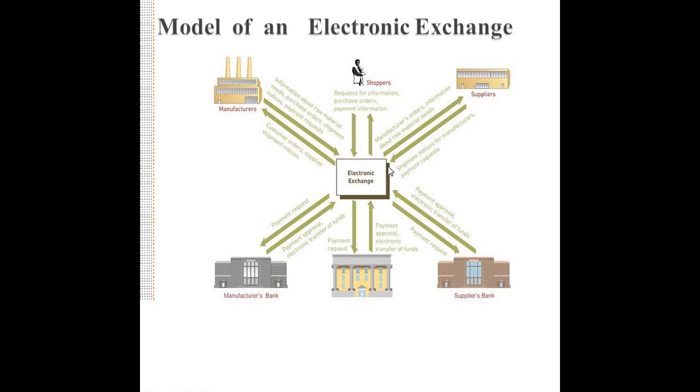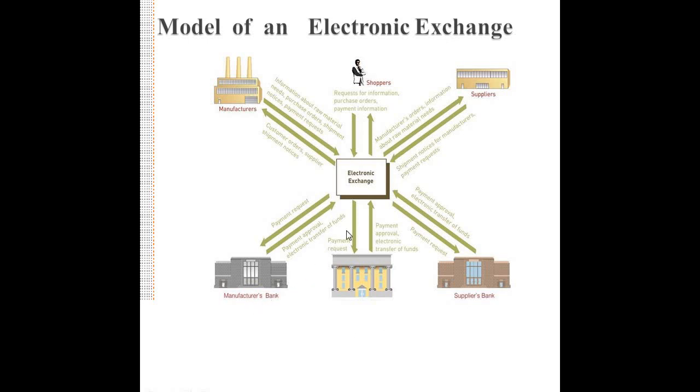Same with suppliers. Suppliers relate to the electronic exchange through manufacturing order information about raw material needs, shipment notices for manufacturing, and payment requests. In the supplier bank, the electronic exchange relates to the payment request, and they revert back with payment approval and electronic transfer of funds. Same with the manufacturer's bank.